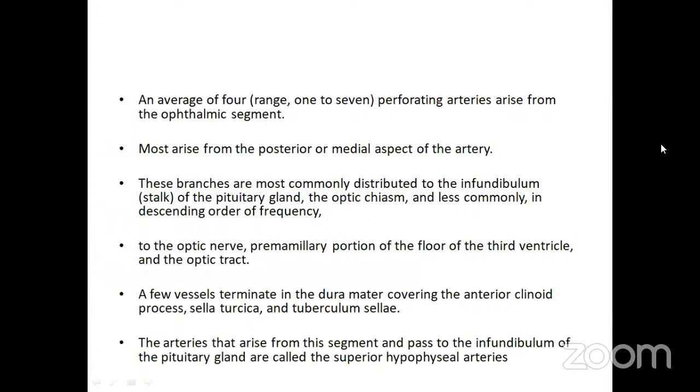So this is the text that I have already explained in the previous images. The ophthalmic segment has an average of four, with a range of 1 to 7, perforating arteries that arise from it. Mostly they arise from the posterior or medial aspect of the artery, and most commonly they go to supply the infundibulum of the pituitary gland, optic chiasm, and in decreasing frequency the optic nerve, premammillary portion of the floor of the third ventricle, and optic tract.